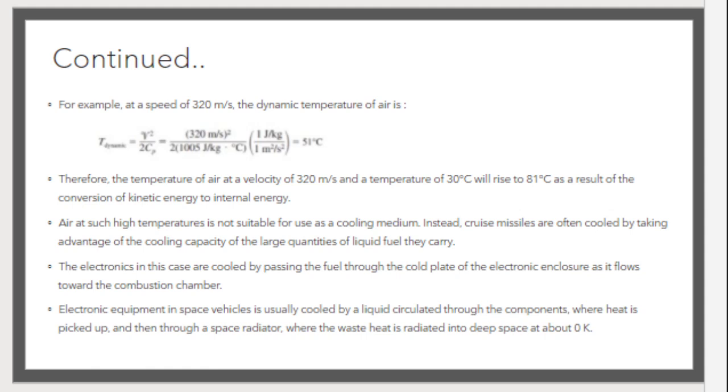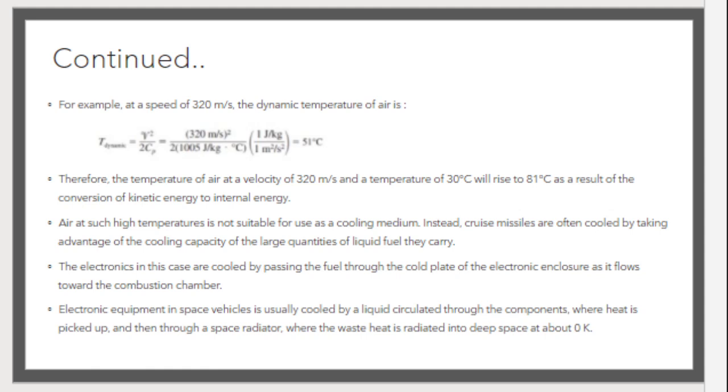Air at such high temperatures is not suitable for use as a cooling medium. Instead, cruise missiles are often cooled by taking advantage of the cooling capacity of the large quantities of liquid fuel they carry. The electronics in this case are cooled by passing the fuel through the cold plate of the electronic enclosure as it flows toward the combustion chamber.